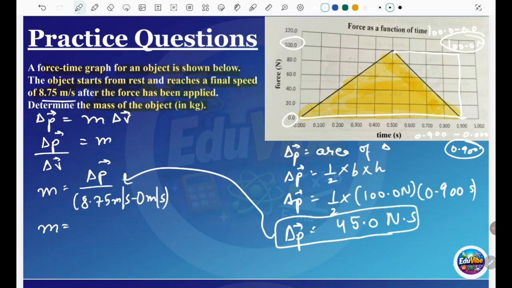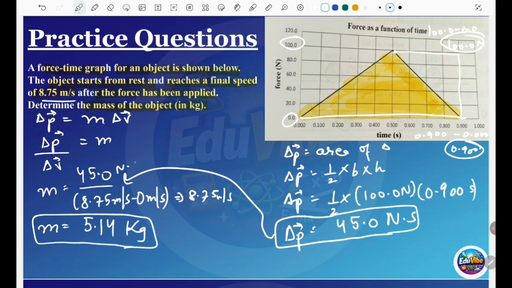And when you put this over there, it's now 45.0 divided by 8.75 minus 0, which is 8.75. And when you solve, you get about 5.14 kgs. So this is your answer. You get the mass of the object, which is 5.14 kg. So that's how you can deal with the force-time graph if they ask about mass. You have to firstly find the change in momentum, then the mass.